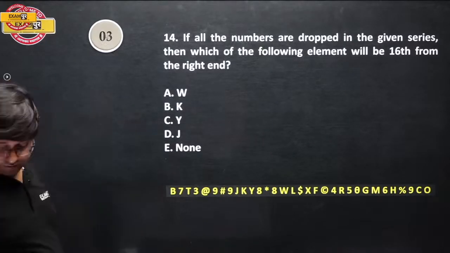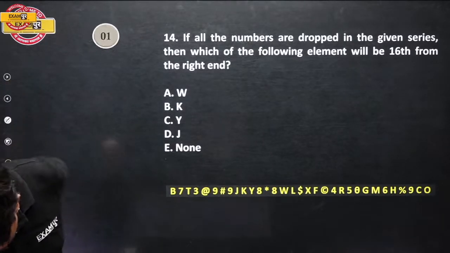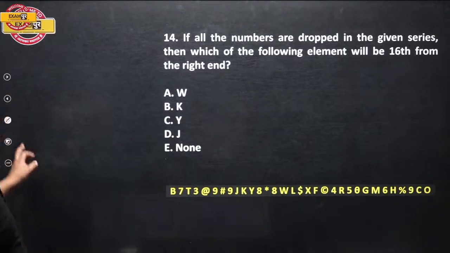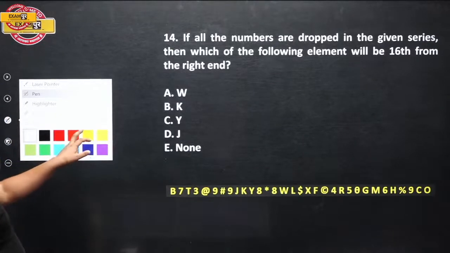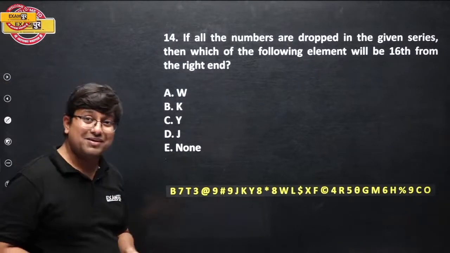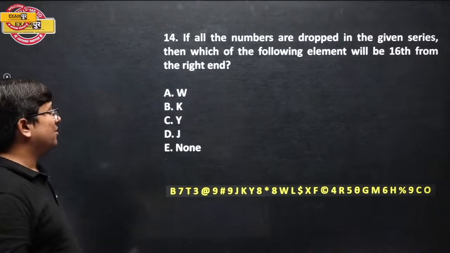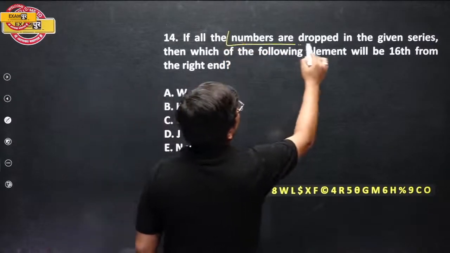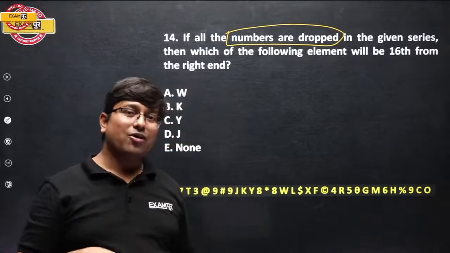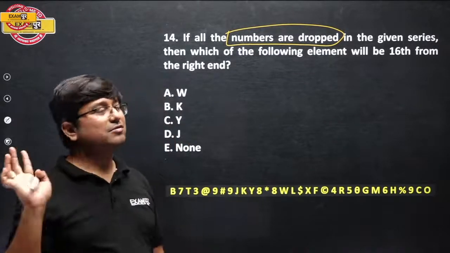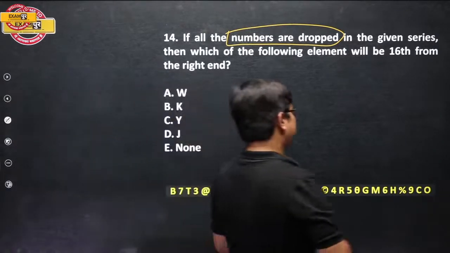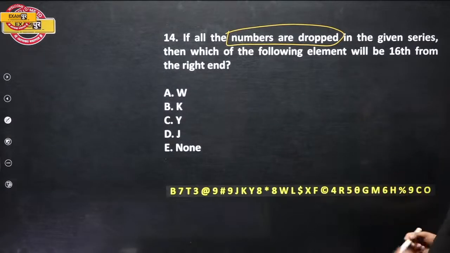Okay, quickly everyone. Now see, my dear students, have a look at this. If all the numbers are dropped in the given series, now do not go on actually dropping them. All the numbers are dropped. Now if the numbers are dropped, what will be remaining? Letters will be remaining, symbols will be remaining. Now which of them will be 16th from the right end? Just do not count the numbers.